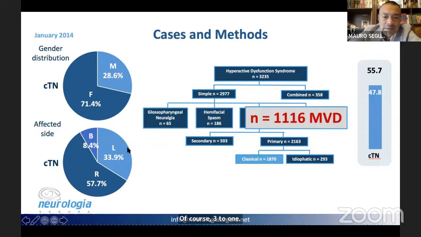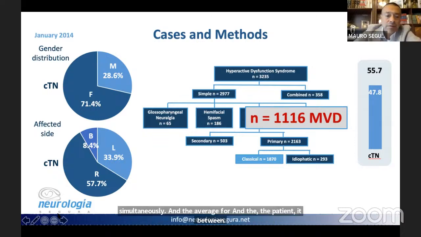The size is not important, but the important point is that up to 8% will become bilateral, not at the same time, but over a long lapse. In some cases, as we know, we have to do the operation simultaneously. And the average age of the patient is between 47 and 55.